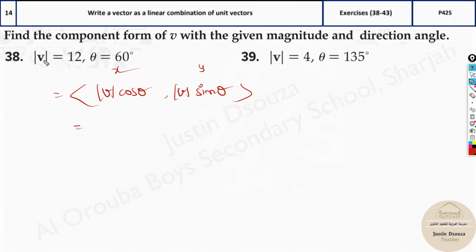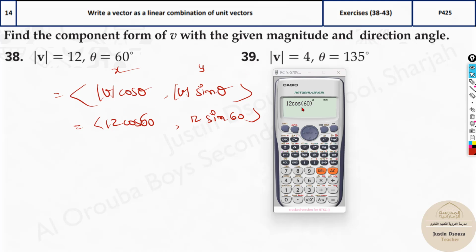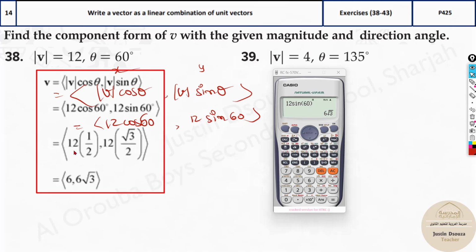That's it. Now all you need to do is substitute 12 cosine of 60 degrees, comma, the y value will be the same thing, 12, but the direction changes to sine of 60 degrees. I can put this in the calculator and solve it easily. I've substituted 12 cos 60. Make sure your calculator is in degree mode, not in radian, and just press equal to, you'll get the answer 6 here. And in the same way, just change to sine, you will get the y value of the component form. So this is the answer, 6 and 6 root 3.